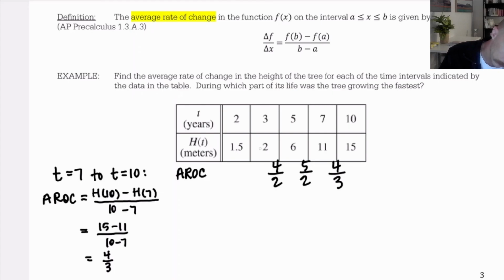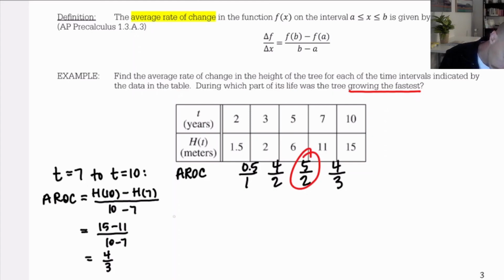And then from 1.5 to 2, that was an increase of 0.5 divided by 3 minus 2 is 1. All right, now we've got all of our average rates of change computed, and if it's asking when it was growing the fastest, that would be when it had the greatest average rate of change. Although we saw that 4 over 2 was bigger than 4 over 3, 4 over 2 is not bigger than 5 over 2, so that's going to be the greatest rate of change.